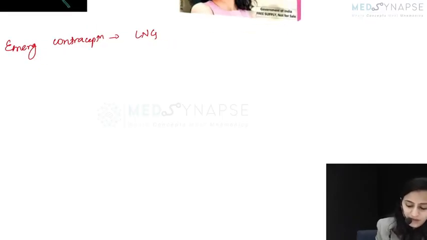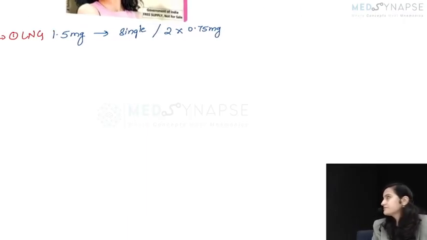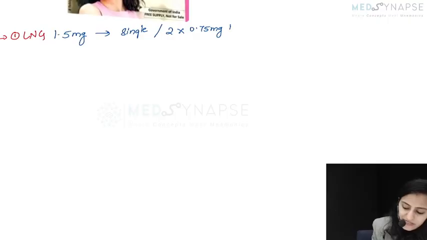For emergency contraception, levonorgestrel, how much is the dose? कितना? 1.5 milligram. You can give 1.5 as a single dose or 2 doses of 0.75, which makes it 1.5. These 2 doses are given 12 hours apart.